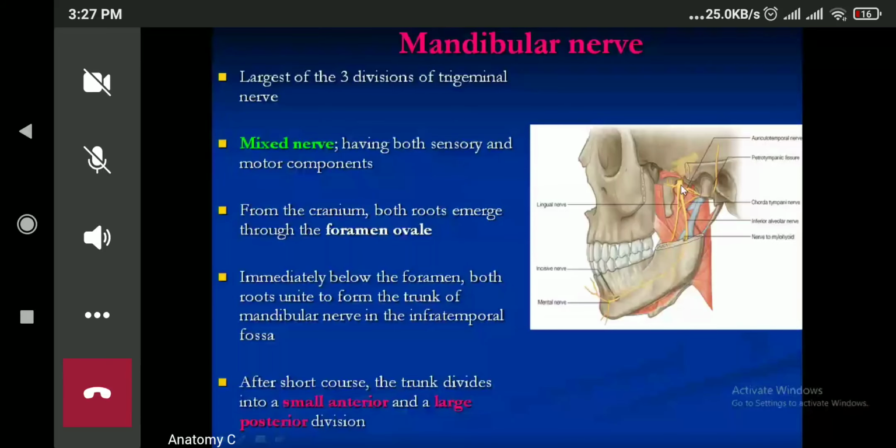Now over here we have the sensory root. I had also done this drawing for you at that time. Sensory root and motor root, they will come out from the cranium through the foramen ovale. Then immediately below the foramen, both roots will unite and form the trunk, and they will get divided into the anterior division and the posterior division.